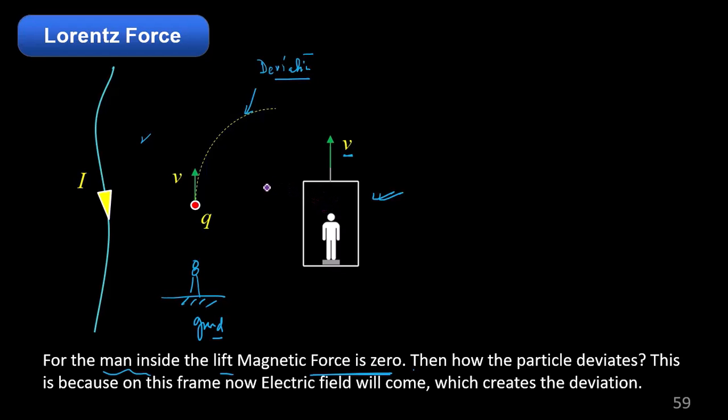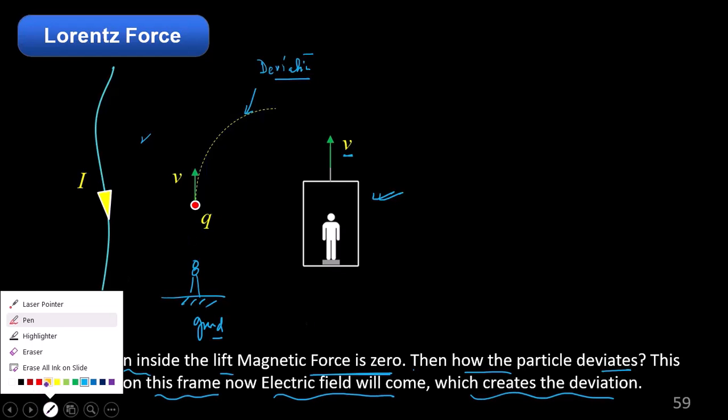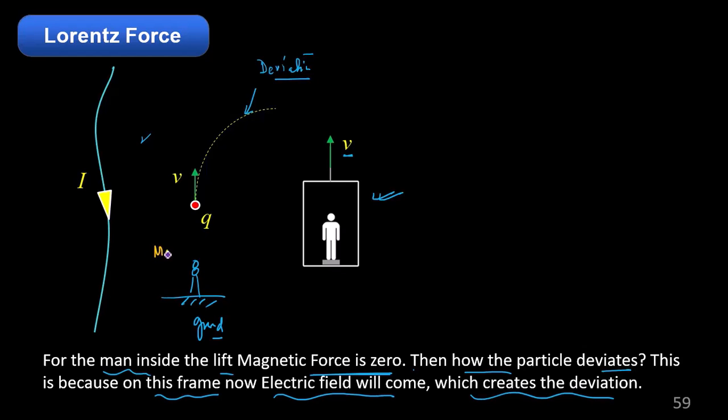So since there is no magnetic force acting on the particle with respect to the man in the lift, still the deviation is there. Now the electric force is responsible for producing that deviation. So how does the particle deviate? Because in this frame the electric field will come, which creates the deviation. That means whenever I observe the particle with respect to the ground frame, the magnetic force is responsible for creating the deviation. And once I observe the same particle with the lift frame, the electric force is creating the same deviation.